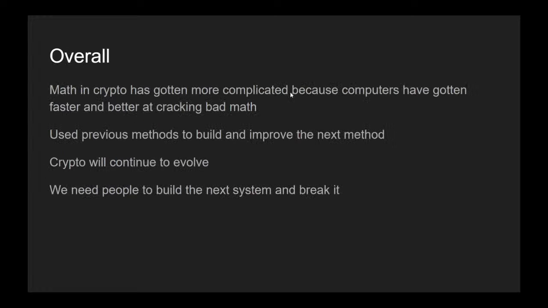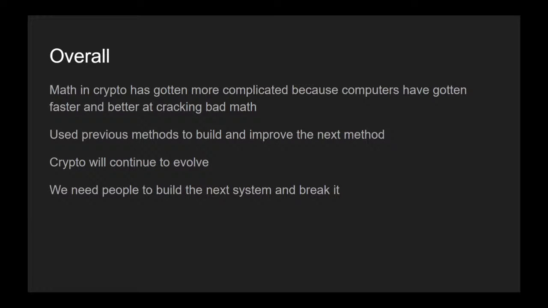So overall, math in crypto has gotten more complicated, and the numbers that we use have gotten bigger because computers have gotten faster and better at cracking bad math. It used to be where we just had mod 26, because there were 26 letters in the alphabet, and that's really all we needed. And then we started to realize, no, we got to use different numbers. We got to use better numbers. That's where primes came in.